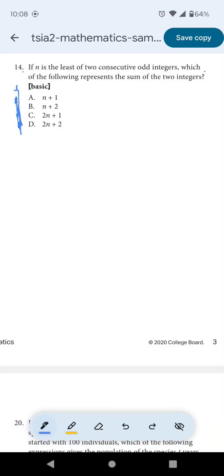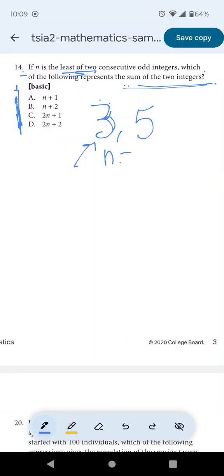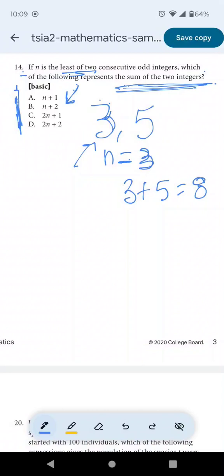So let's look here. It says n is the least of two consecutive integers. Which of the following represents the sum of the two integers? So we're just looking for something that is going to be true. If I had 3 and 5, which are two consecutive odd integers, we're going to let n equal 3 because it's the least of those two. Now what you can do is plug the number 3 into each one of these equations to see which one makes it true. The sum of the two integers, 3 plus 5, is 8. So whenever I plug this 3 into these answers, one of them needs to equal 8.